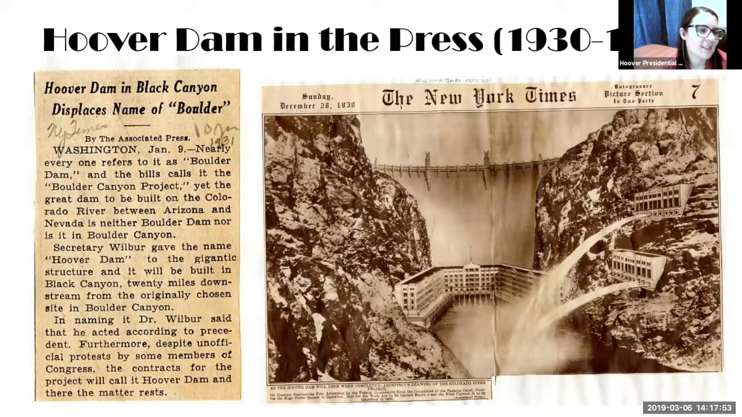So you can see on the left, and we'll talk about this more, they start talking about what they're going to call this project. It says Hoover Dam in Black Canyon displaces the name of Boulder. It was the Boulder Dam, and then the Hoover Dam, and then the Boulder Dam, and then the Hoover Dam again. And we'll kind of get into it, but they're all the same thing, no matter what we call it here.